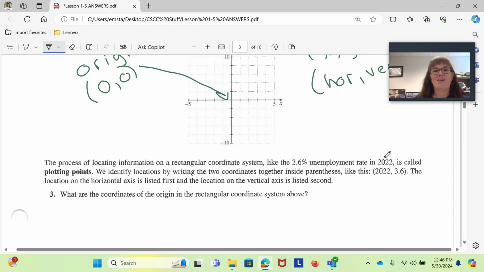And we just answered number 3. The coordinates of the origin, it's the starting point, so you don't move left or right at all. You don't move up or down at all. It's 0, 0. Ordered pairs have a comma between them and parentheses around them. So do make sure you have that accurate.